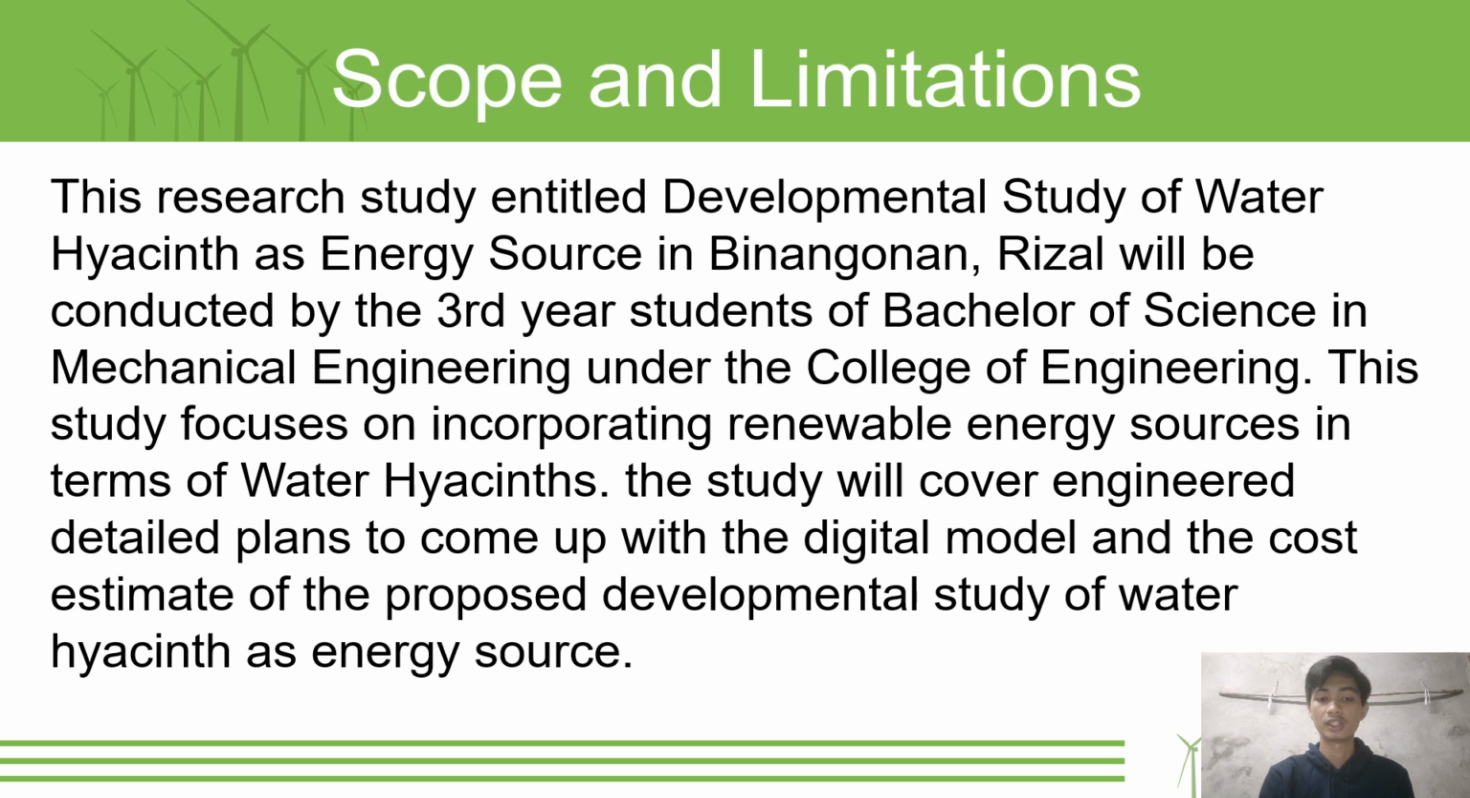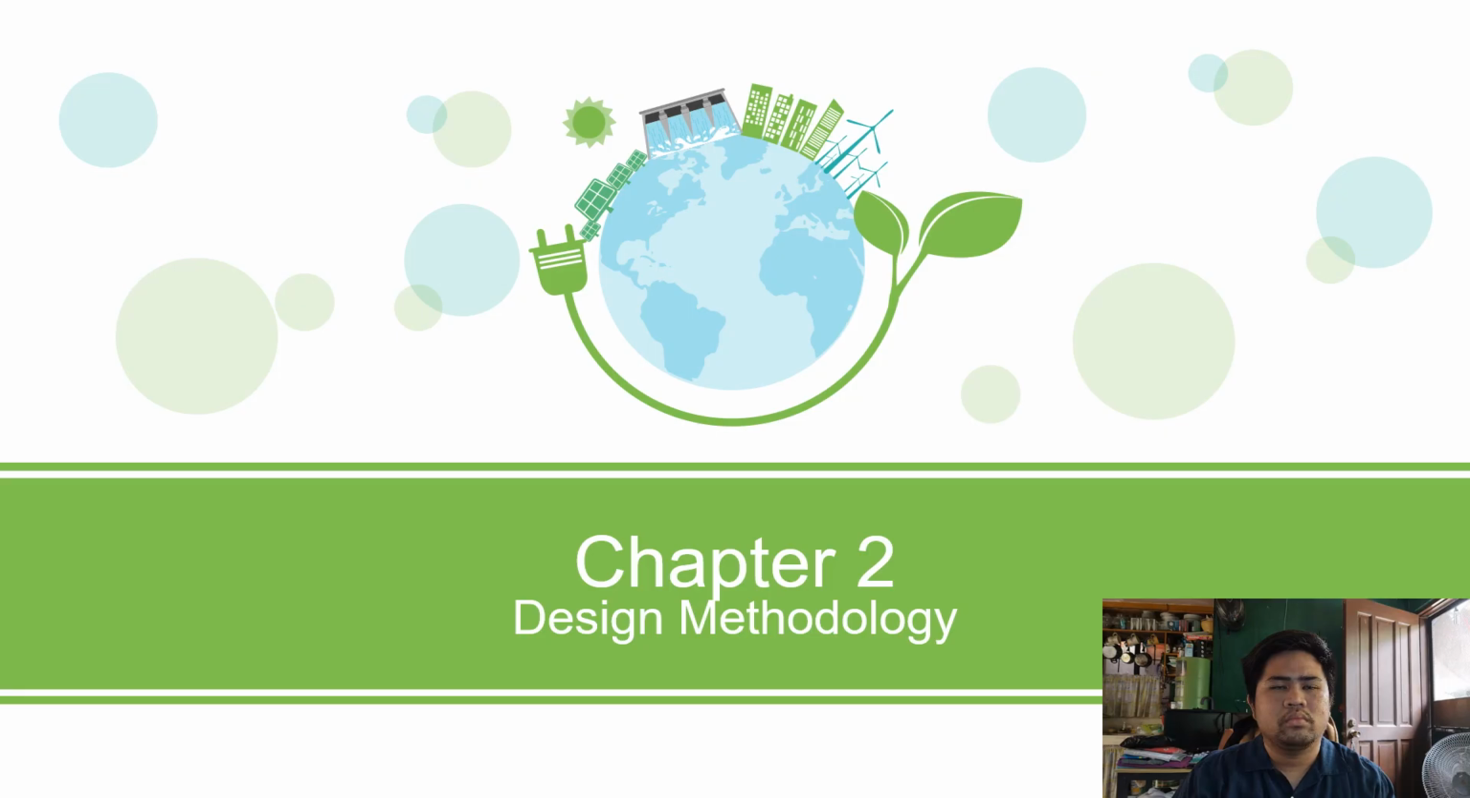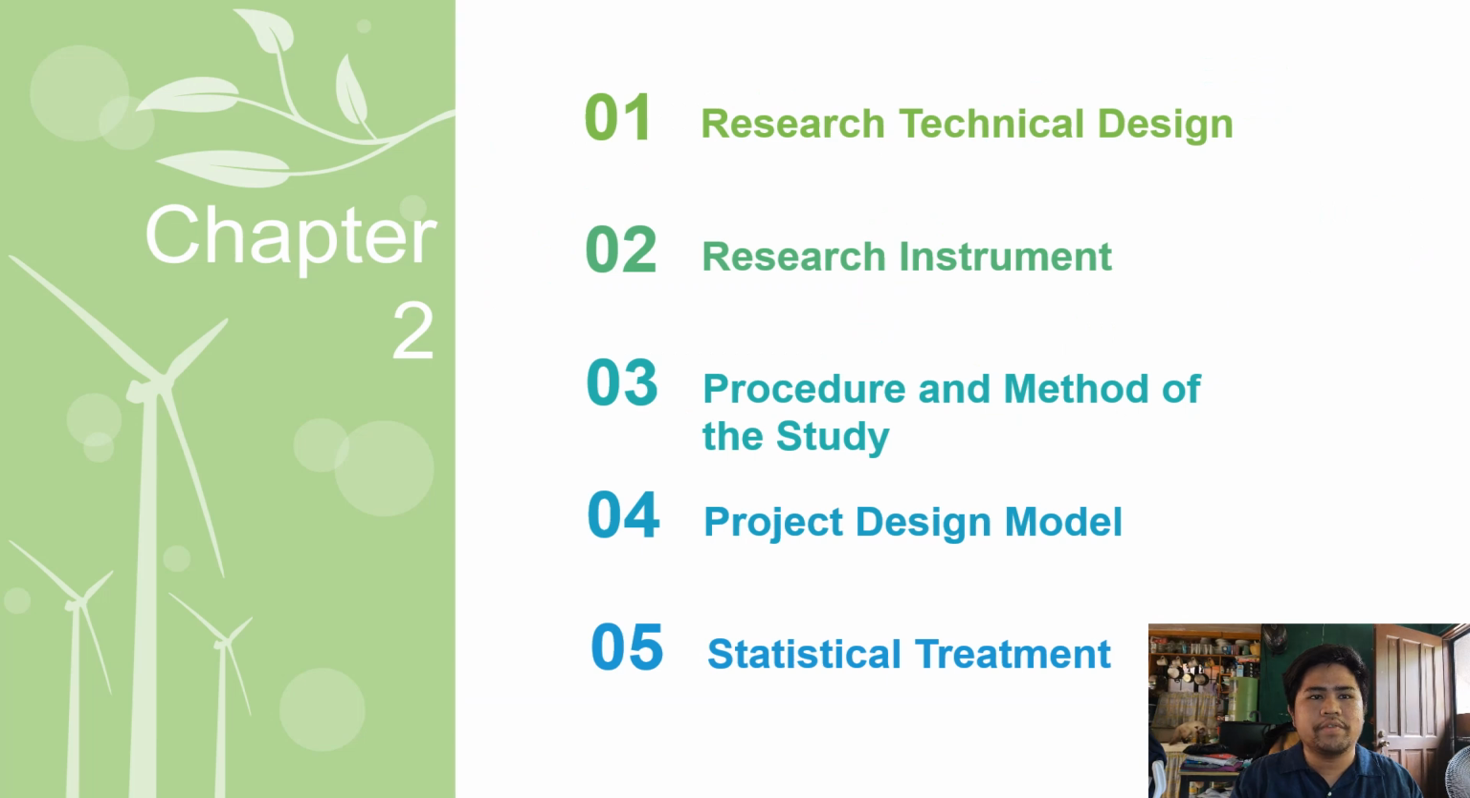Moving on to the scope and limitations, this study focuses on incorporating renewable energy sources in terms of water hyacinth. The study will cover engineered detailed plans to come up with the digital model and the cost estimate of the process developmental study of water hyacinth as energy source. Now let's move on to Chapter 2, which is the design methodology. The contents for Chapter 2 are as follows.